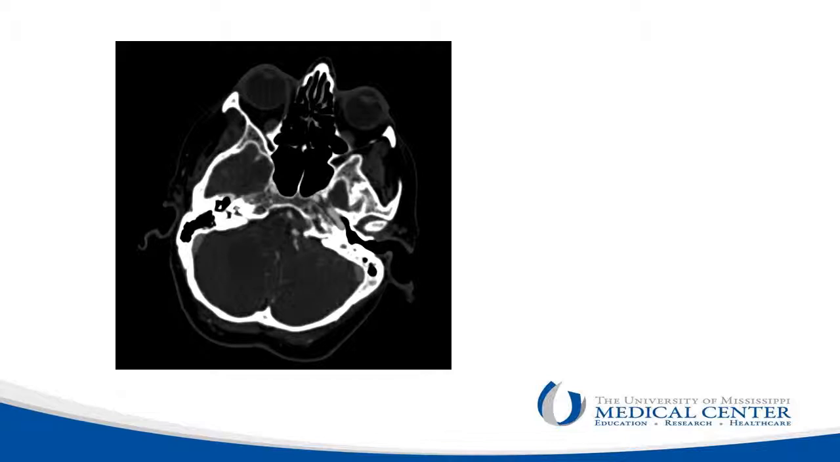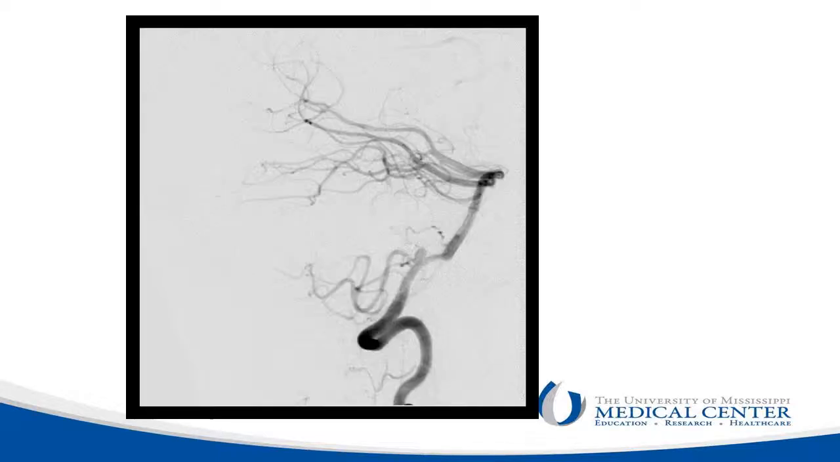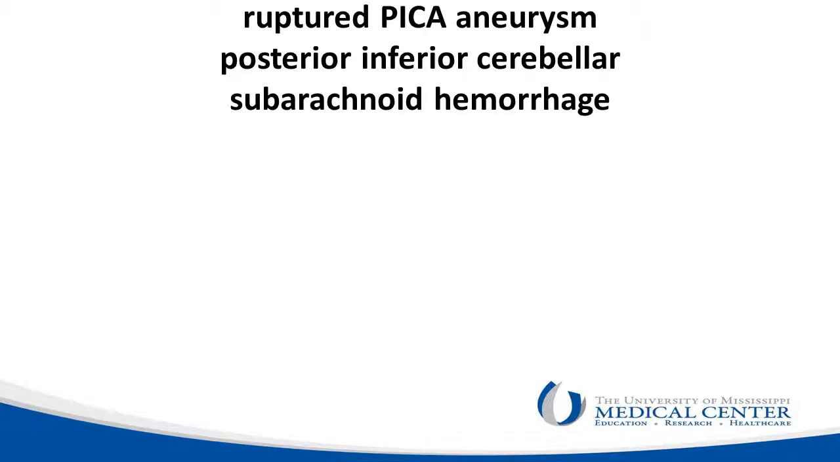A CTA is performed. We see some irregularity adjacent to the left medulla. It's important to look at sagittal and coronal images. On the sagittal image, we can better see that there is an aneurysm of the left posterior inferior cerebellar artery. An angiogram is performed, and we can better see the aneurysm arising at the origin of the left posterior inferior cerebellar artery. And that was a ruptured PICA aneurysm.